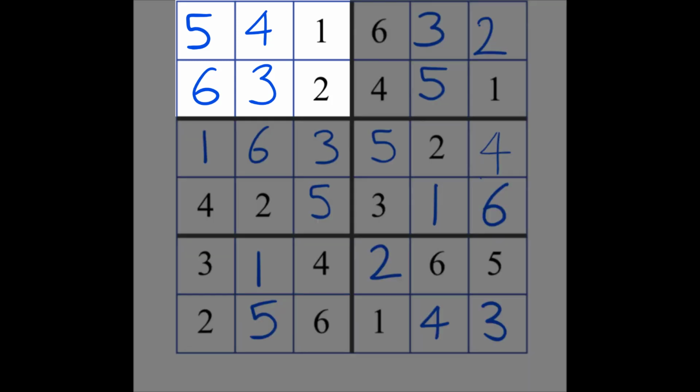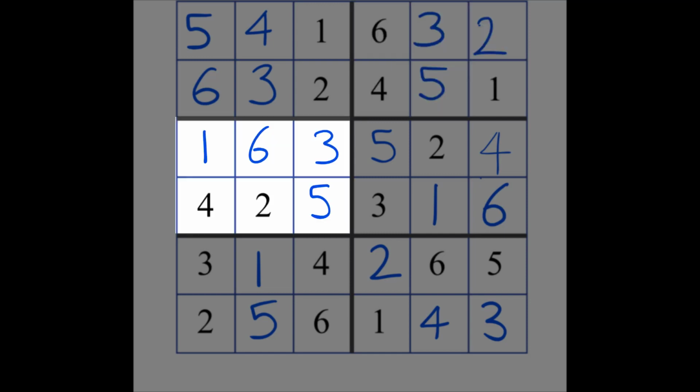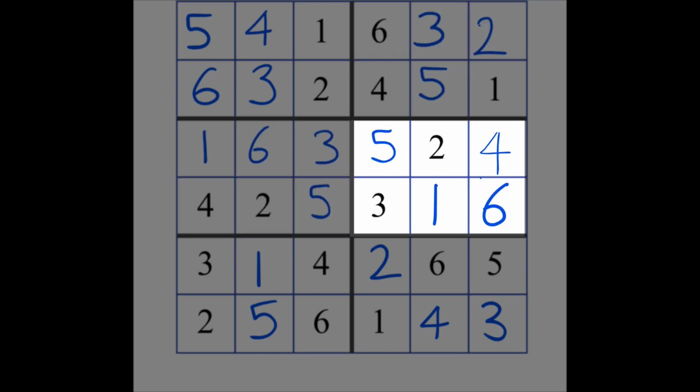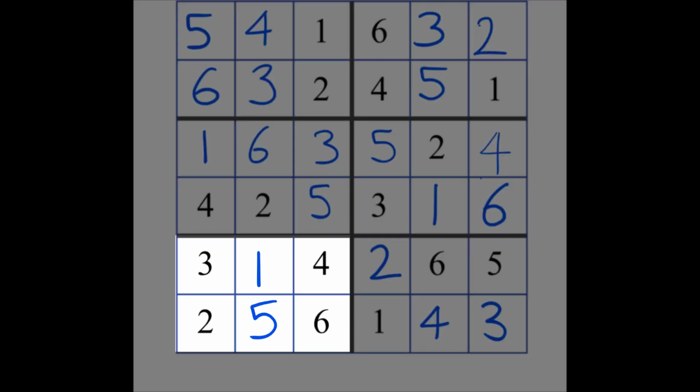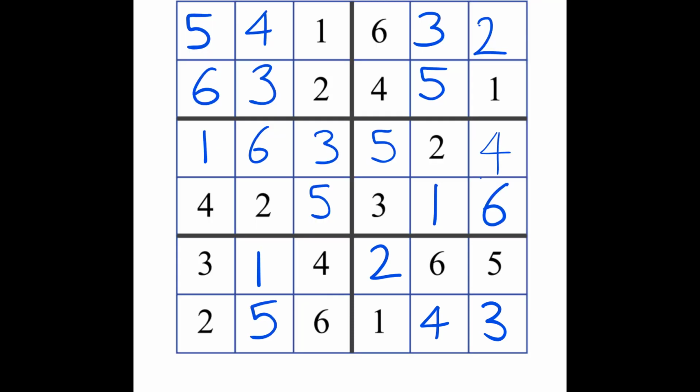1, 2, 3, 4, 5, 6. Each grid contains 1, 2, 3, 4, 5, 6, and then you would check every column and you would check every row.